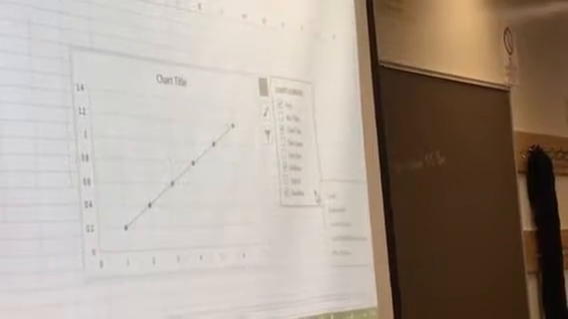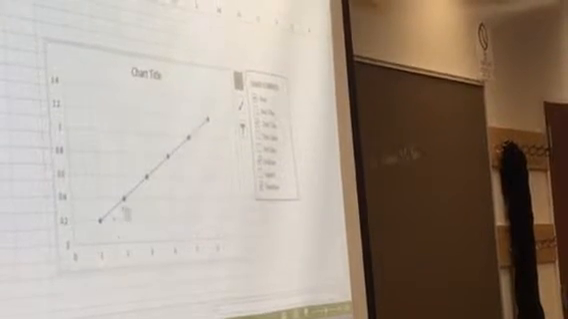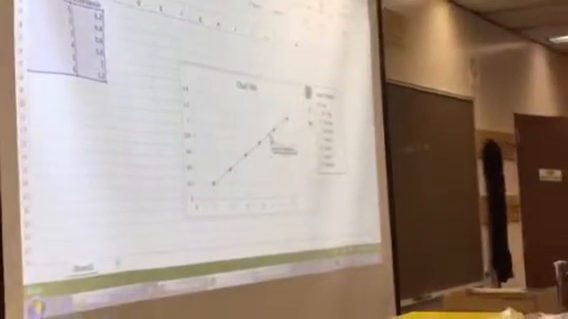You can select the type of trend line. Linear, actually you want linear. So it connects essentially all the dots for you. So how do you get the equation?